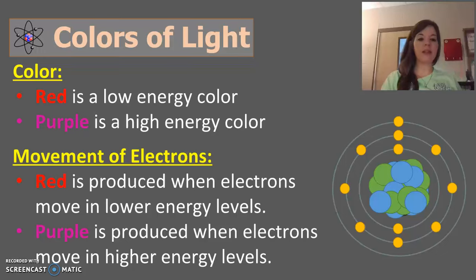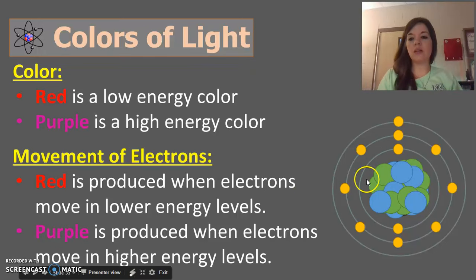So when you have movement of electrons, red is produced when electrons move in the lower energy levels, the ones that are closest to the nucleus. Purple is produced when you have electrons that move on the outside.